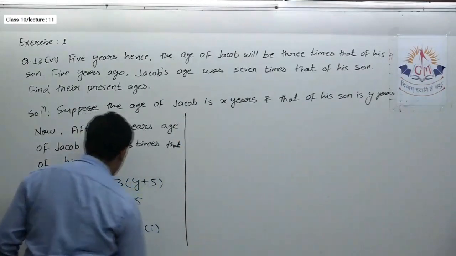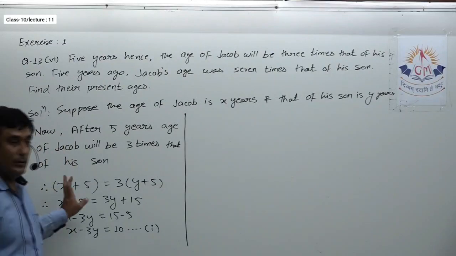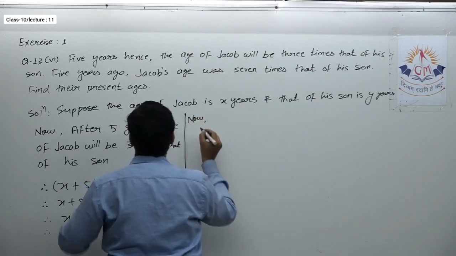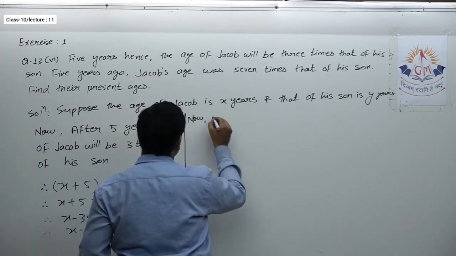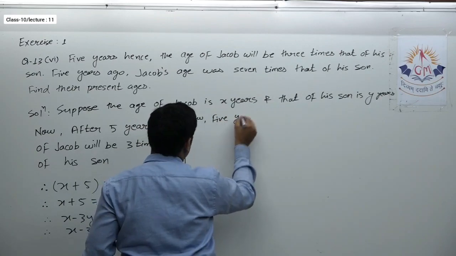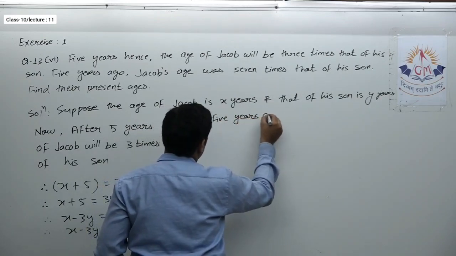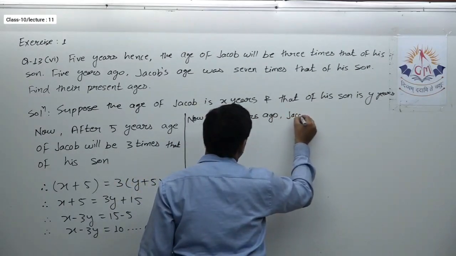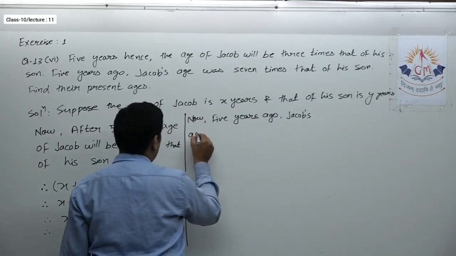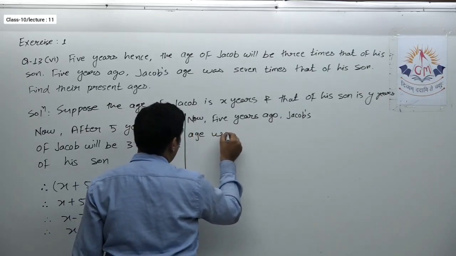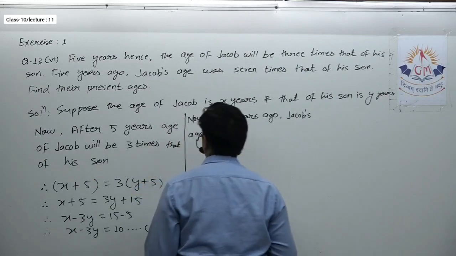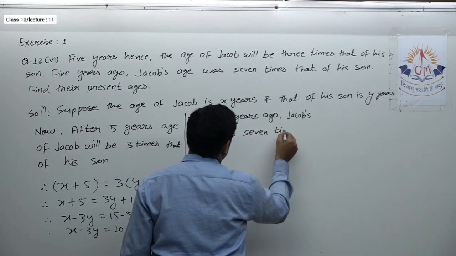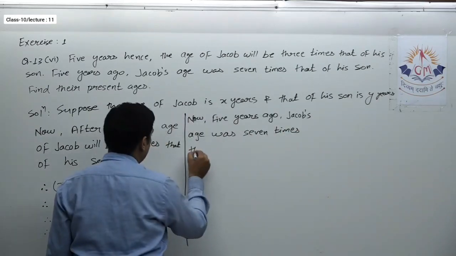Now in the same way we have to write the second equation. So now 5 years ago, Jacob's age was 7 times that of his son.